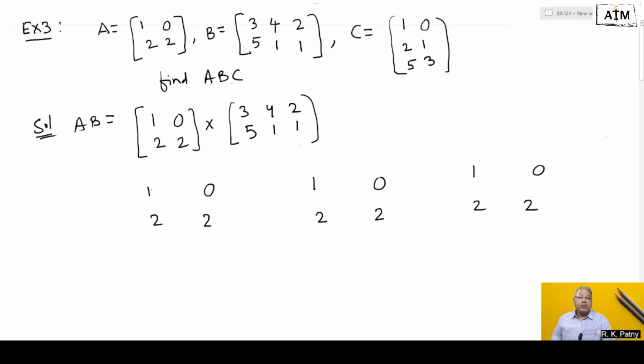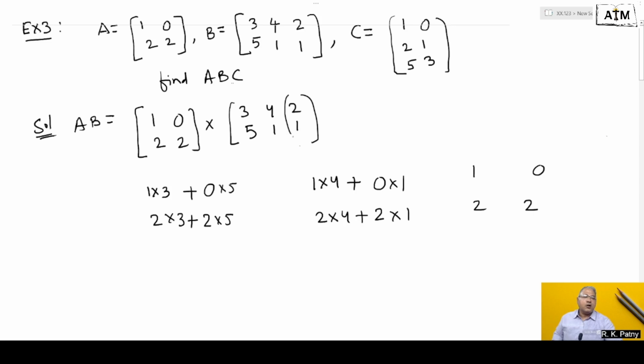Now 1 will multiply to 3 plus 0 will multiply to 5, and 2 will multiply to 3 plus 2 will multiply to 5. After that, second column 4, 1. So 1 will multiply to 4 plus 0 will multiply to 1, and 2 will multiply to 4 plus 2 will multiply to 1.